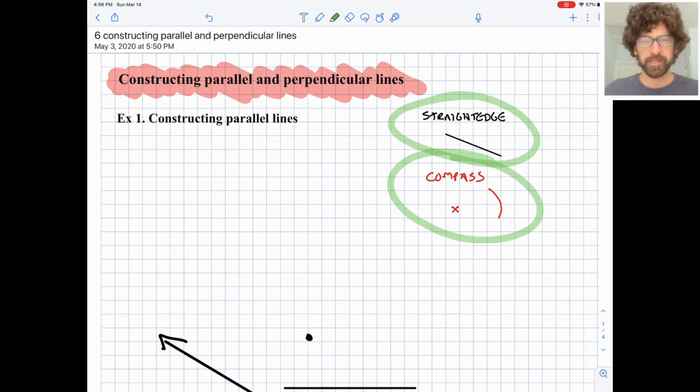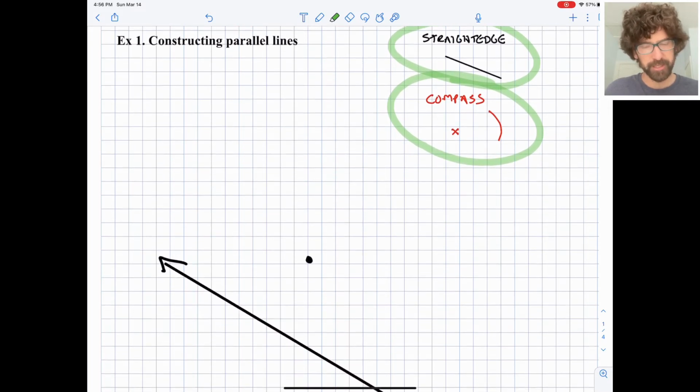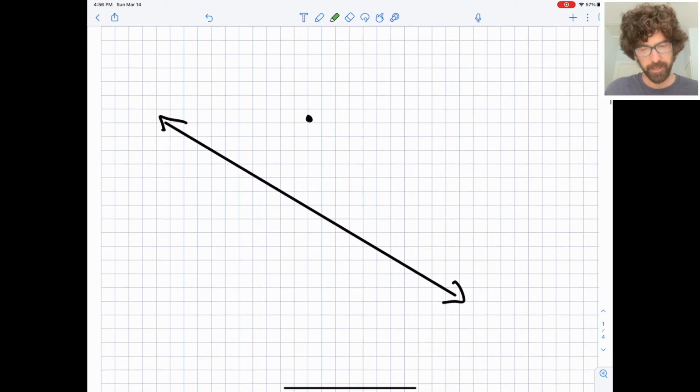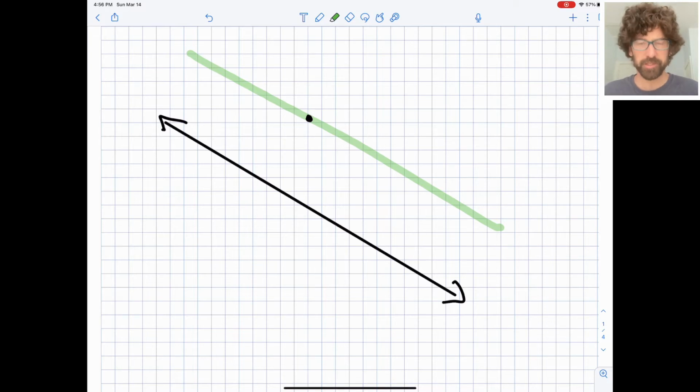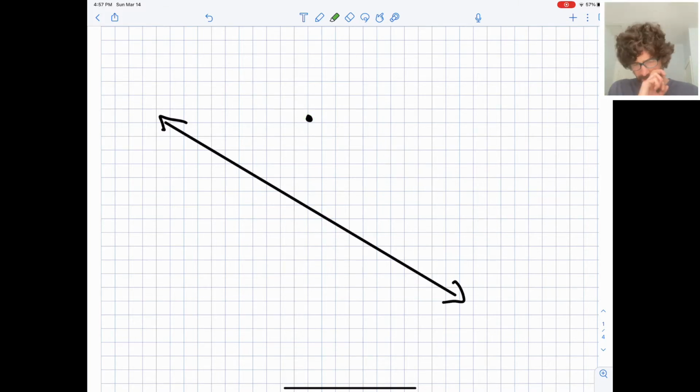So we're going to do 3 particular examples. The first one is constructing parallel lines, okay? Our goal here, I'll just sketch it out, is to construct a line that is parallel to the given line. So we have a given line, we have a given point, we want a new line that goes through the point that's parallel to the given line. Okay, that's the goal. So let's try to work through it.